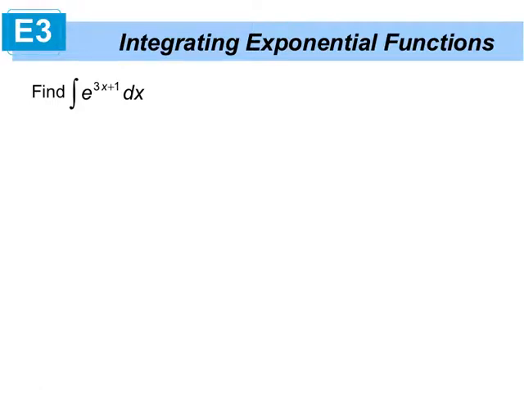Common mistake that's going to happen to a good chunk of you is you're going to tell me that the answer to that problem is e to the 3x plus 1. And obviously, if I just explained it as a mistake, that's not the case. This has to be done as a u-substitution problem. What's u? 3x plus 1.